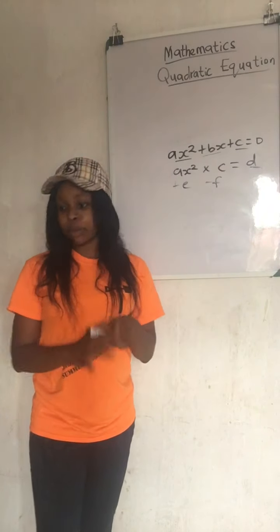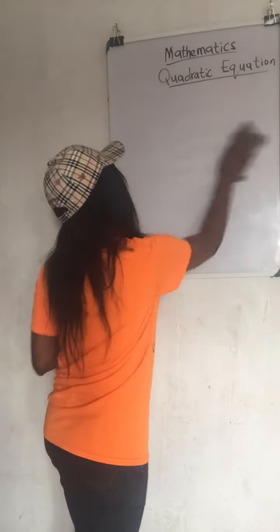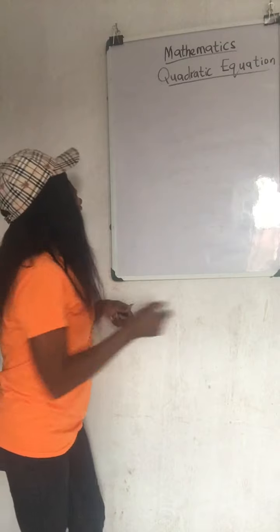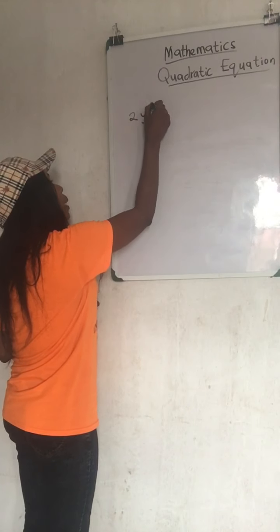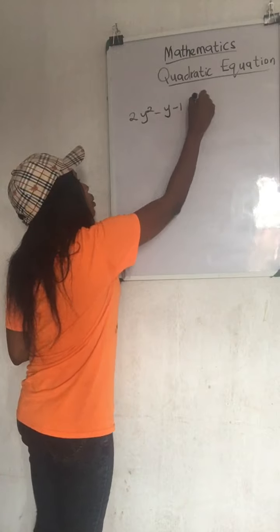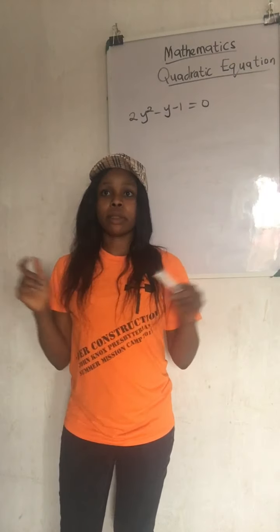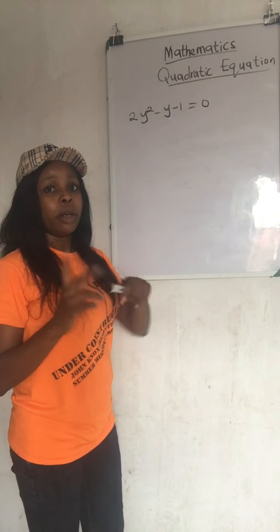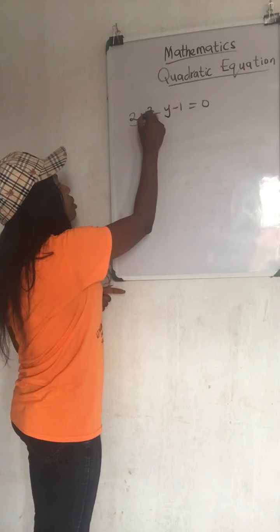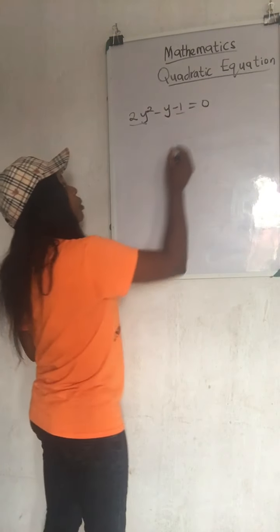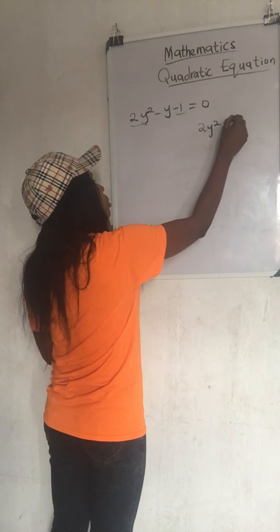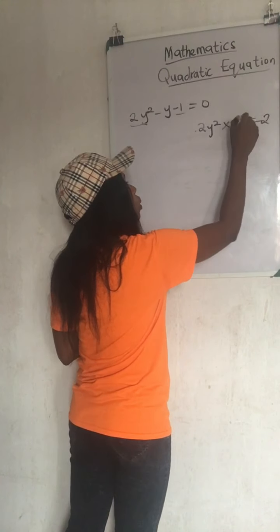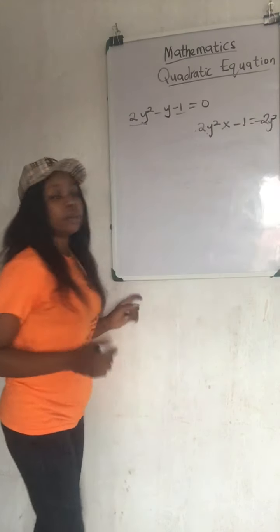It might sound a little bit weird, but we'll take an example. What if you're given something like this: 2y squared minus y minus 1 equal to 0. This is an example of a quadratic equation. Remember the steps. The first thing to do is to multiply the first term and the last term, which means you are multiplying 2y squared times minus 1. Plus times minus will give you minus, so 1 times this will give you minus 2y squared.